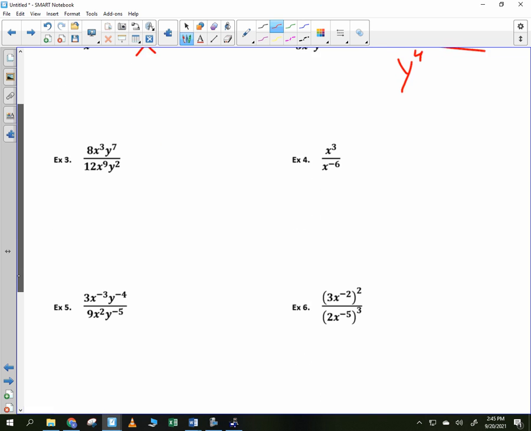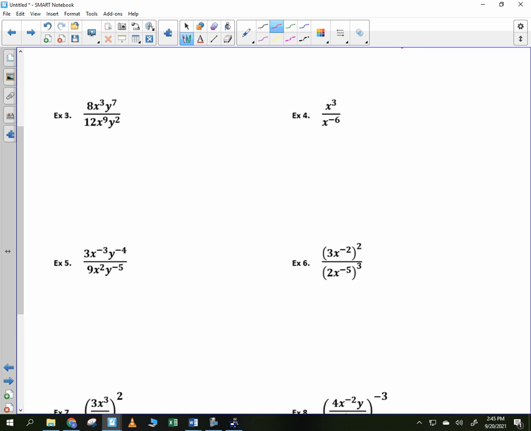Look at example 3. 8 over 12. What is 8 over 12 reduced to? 8 and 12 are both divisible by 4, so we get 2 over 3. Let's look at the x's. Are you going to have x in the top or the bottom? Bottom. How many are there? 6. How about the y's? Top or bottom? How many in the top?